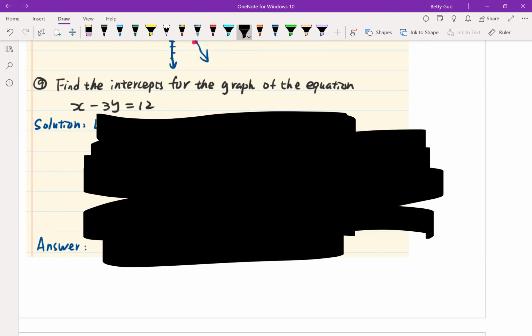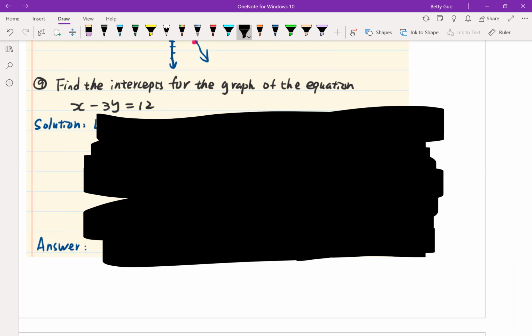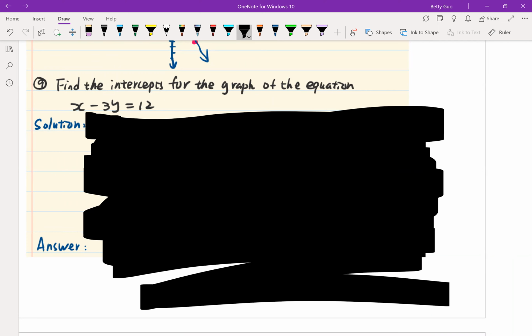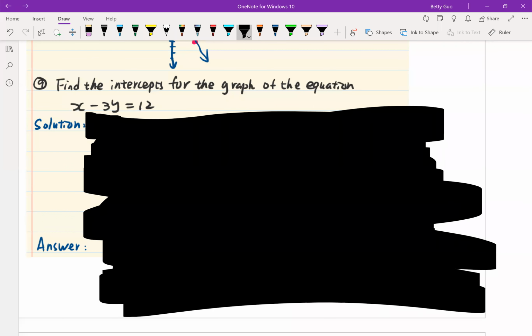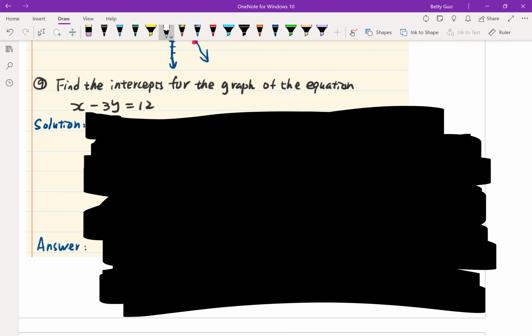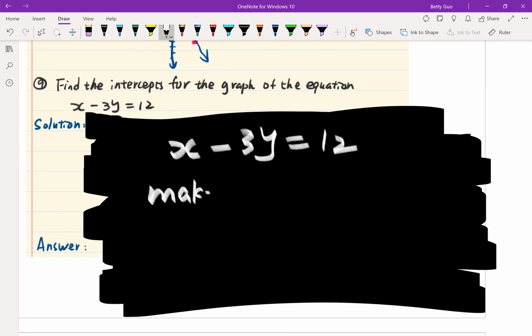Find the intercepts for the straight line. Intercepts. 2 intercepts, right? Do you guys remember how do we find the x-intercept and the y-intercept? The line is x minus 3y equals 12. To find the x-intercept, should we make y be 0? Make y be 0. We get x equals what?